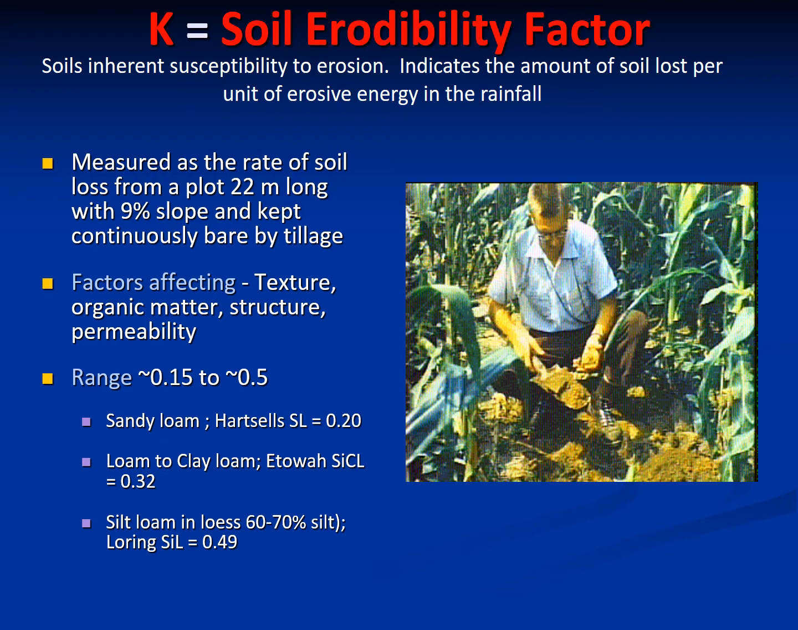The factors affecting this include texture, organic matter, structure, and permeability. This value ranges from 0.15 to 0.5. And sandy loam, for example, could be rated at 0.20. Loams to clay loams would be rated about 0.32. Silt loam in loess is rated about 0.49.